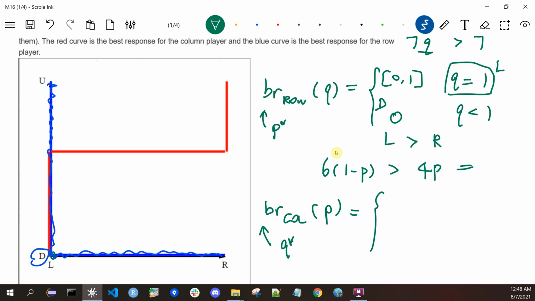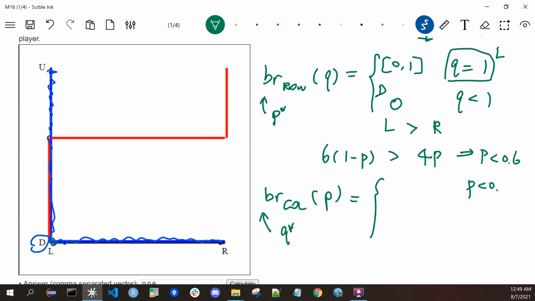So we can solve this, and this is P is less than 0.6. So when P is less than 0.6, I'm going to prefer L. So preferring L means I'm going to play Q is 1. And if P is larger than 0.6, I'm going to prefer R, which means Q is 0. And in between, I don't care, because I get the same payoff from L and R, so I can mix any way I want.